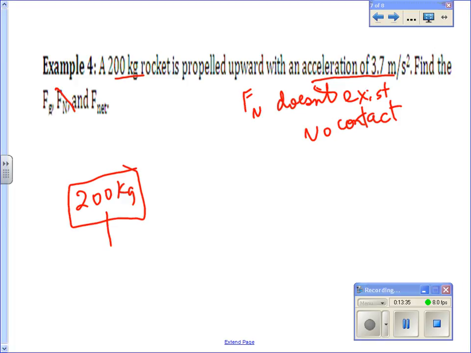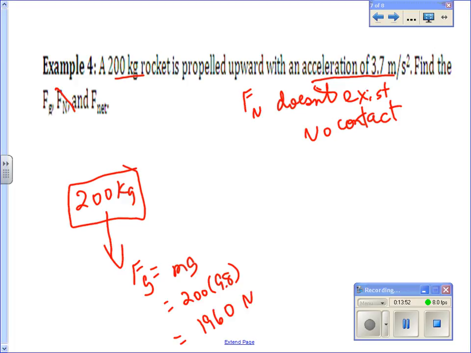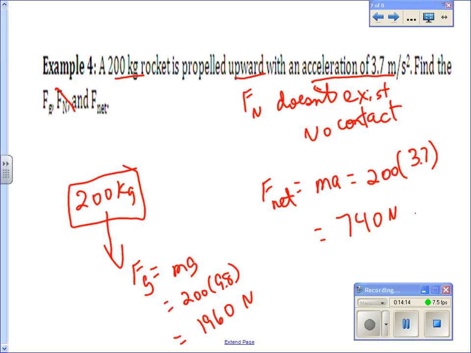So we have a force of gravity directed downward. And that's m times g, which will equal 200 times 9.8. And that is going to be 1,960 newtons. Our object is going upward with an acceleration of 3.7. So my net force is mass times acceleration. So that's the 200 kilograms for the rocket times its acceleration up of 3.7. And that gives us 740 newtons up.